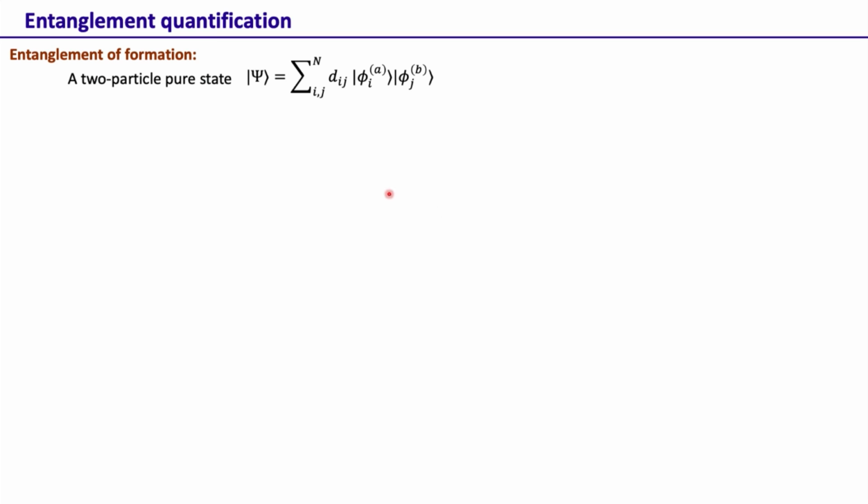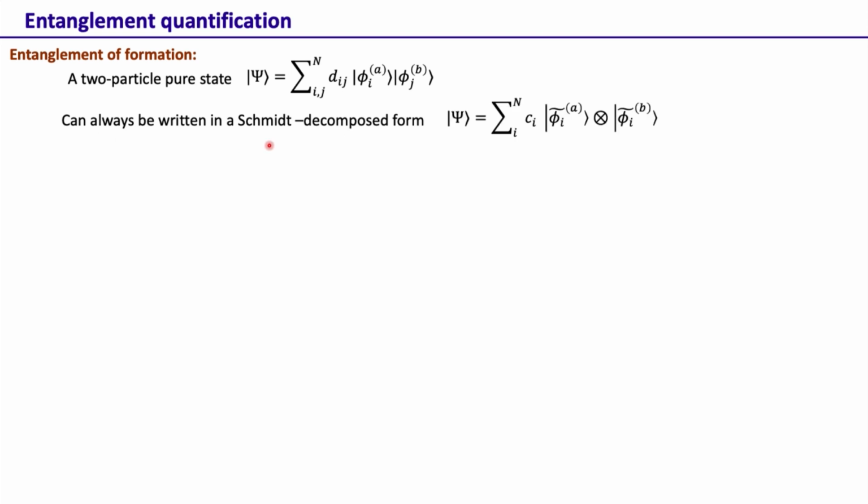So a two particle pure state, in general, we can write it like this. This is in n dimensions. Now such a state can always be written in what's called the Schmidt decomposed form. Here we have a two dimensional summation, and this can always be written like a one dimensional summation. Of course, we'll have to find a new basis. Here it is phi_i^A corresponding to the first particle, phi_j^B corresponding to the second particle. We'll have to find another basis, phi_i tilde A and phi_i tilde B, in which the state will have this Schmidt decomposed form. Of course, the sum of c_i squared needs to be equal to 1.